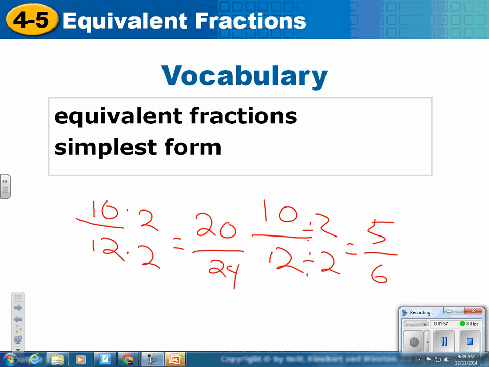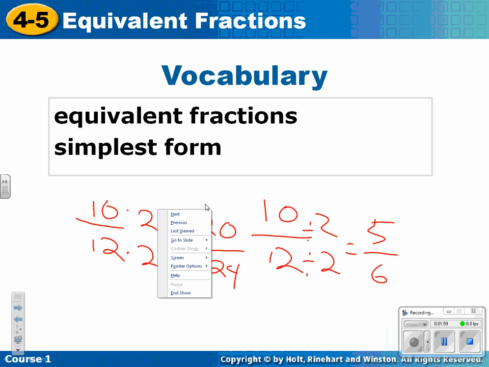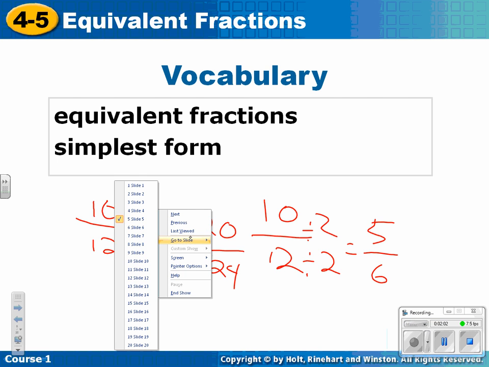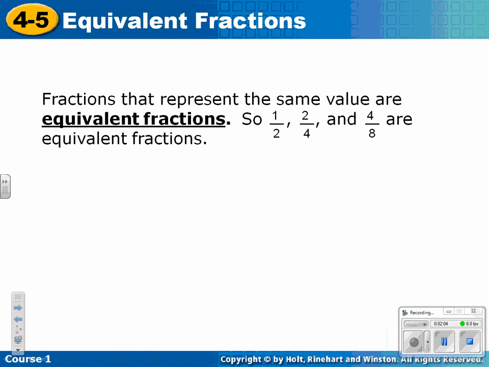Fractions that basically equal the same. Fractions that represent the same value are equivalent fractions. So 1/2, 2/4, 4/8 are all equivalent. If you did the math, if you did 1 divided by 2, what would you get? 0.5. What if you did 2 divided by 4? 0.5. What if you did 4 divided by 8? 0.5. They're all equivalent fractions.